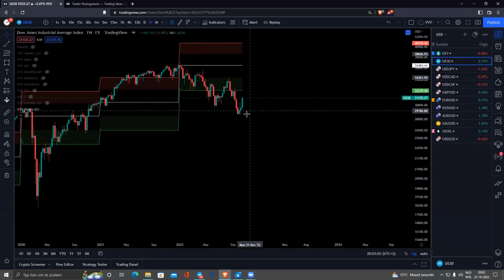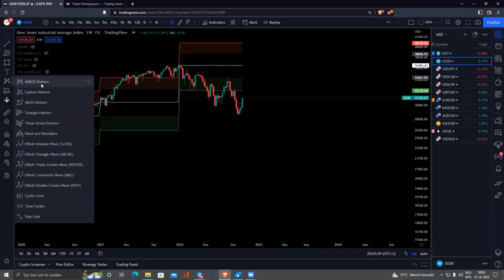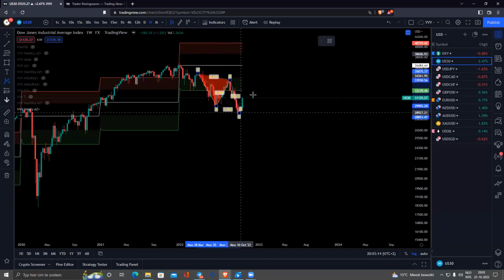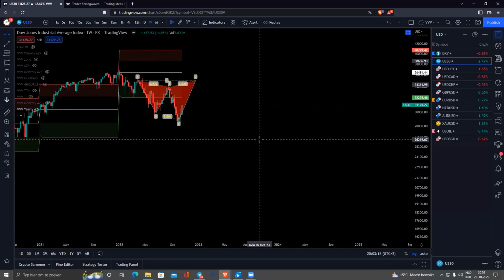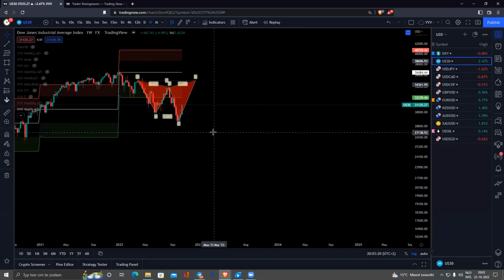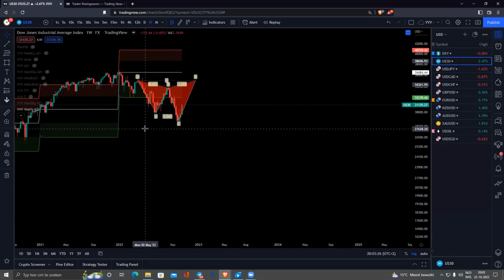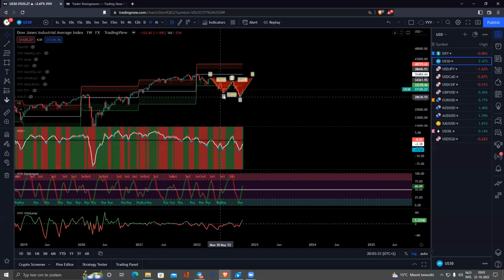It's looking like a butterfly pattern. I don't know if you guys know about the ABCD patterns. This is how the butterfly looks. This is an old pattern, actually. Yeah, why not? I will say why not.